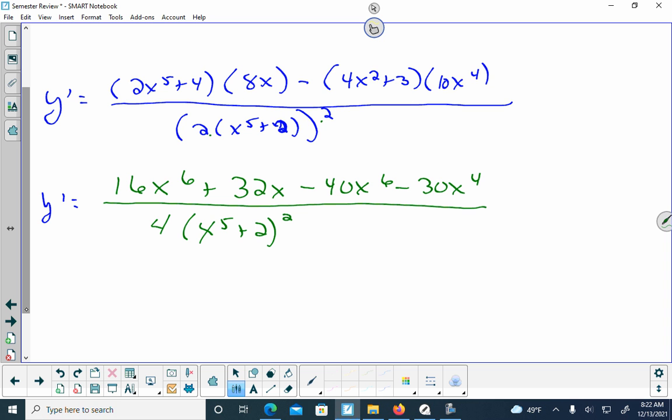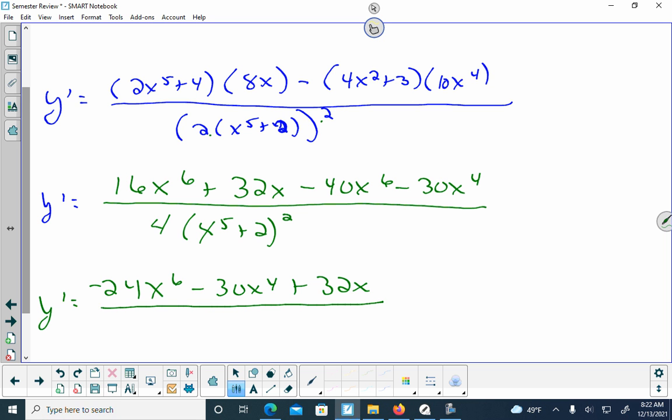I can combine my like terms. The positive 16 with the negative 40 is going to be negative 24, minus 30x to the 4th plus 32x. And this is all over 4 times x to the 5th plus 2 squared.